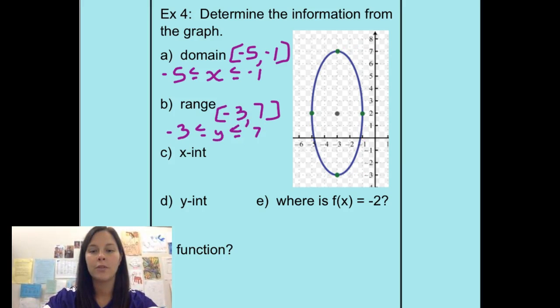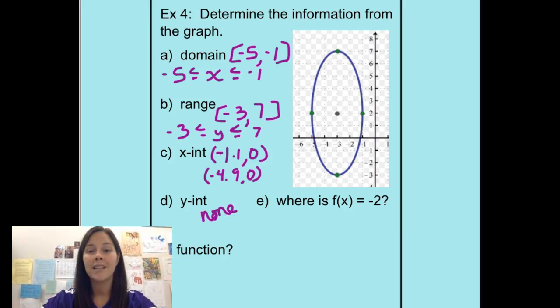X-intercepts, where does our graph cross the x-axis? Just before it gets to -5 and just after -1. I'm just going to estimate those to be about -1.10 and about -4.90. Y-intercept, where does our graph cross the y-axis? Ours does not cross the y-axis, so we have no y-intercept.